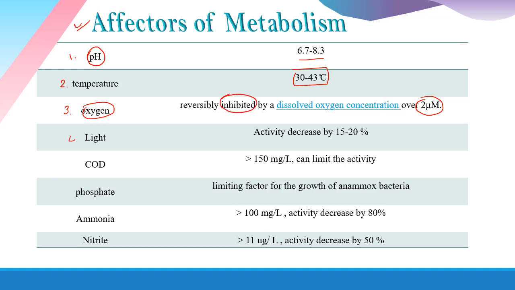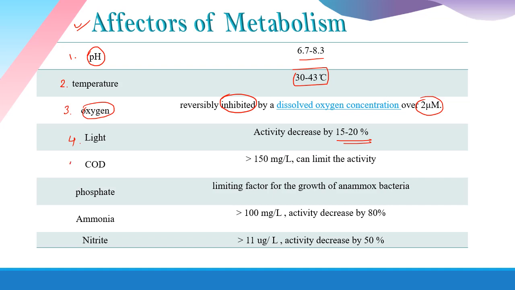After that, light can decrease about 15 to 20% of its activity. Light is not a direct effector of this process, but it can indirectly affect the process, because light can be the source of energy for different kinds of algae or different types of phototrophs which can grow up, and they can suppress this kind of process or this kind of bacteria. So light is also affecting this process.